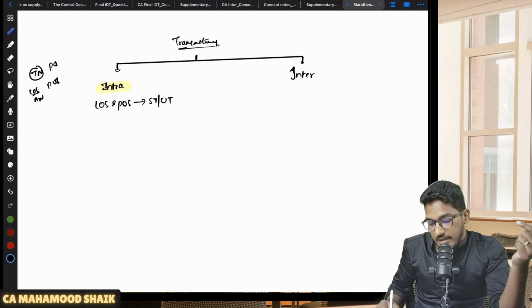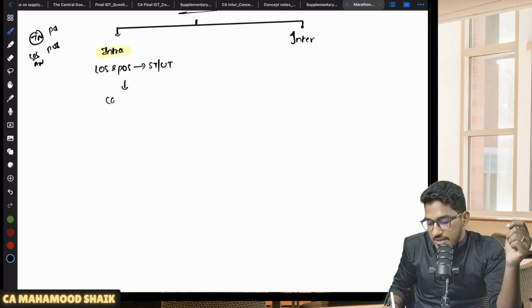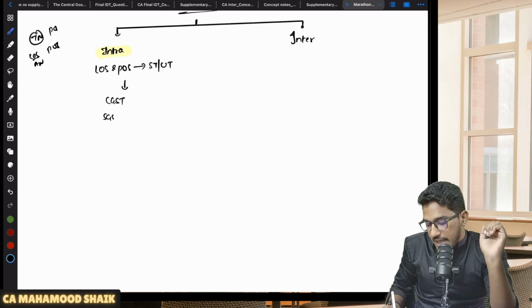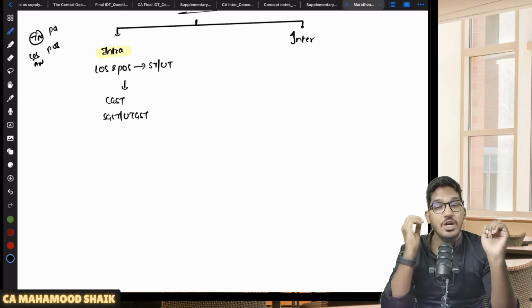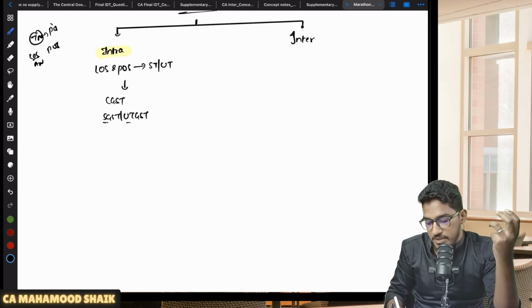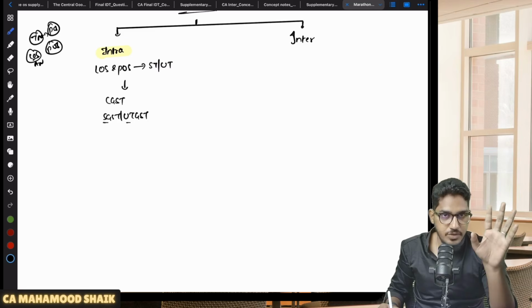Whenever a transaction has been classified as intrastate supply, there will be CGST, which will be imposed by the central government, and an equal amount of SGST or UTGST. Either SGST will come or UTGST will come. If the location of the supplier and place of supply both fall within the same state, then SGST will come, Tamil Nadu state GST. If both fall in the same union territory, then UTGST will come. So either SGST or UTGST, any one will be there, both will not be there.